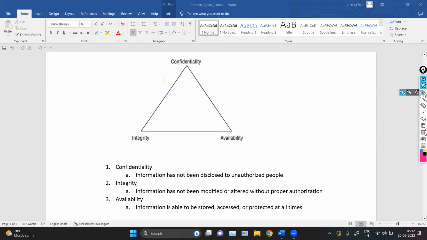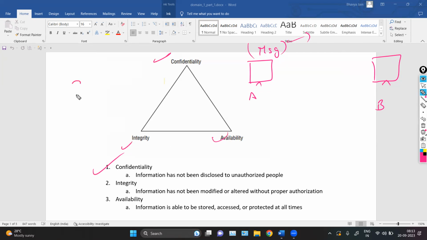For example, let's say there's user A and there's user B. Now, user A and user B are communicating. So let's say user A is transmitting something, any kind of message. Now, in confidentiality, we are ensuring that no one can read or understand my message. So this can be ensured by using encryption, right? So see, confidentiality, integrity, and availability are the concepts of cybersecurity. These are not the solutions. These are just concepts.